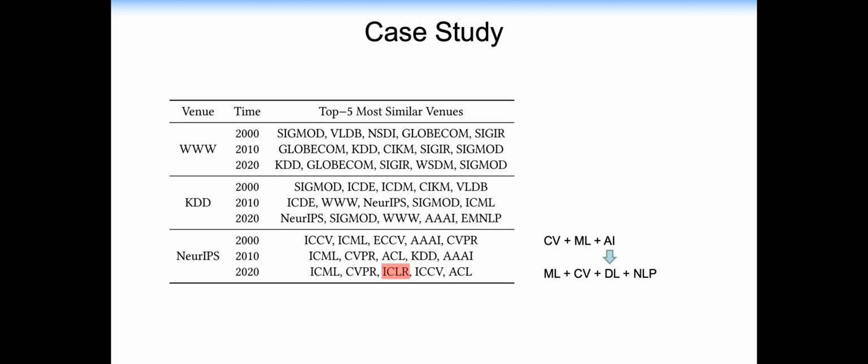before it was about computer vision, machine learning, and AI. Nowadays, it's also about deep learning and natural language processing. So this is what the model explains to us about the entities, and how the entities evolve over time in the academic knowledge graph.